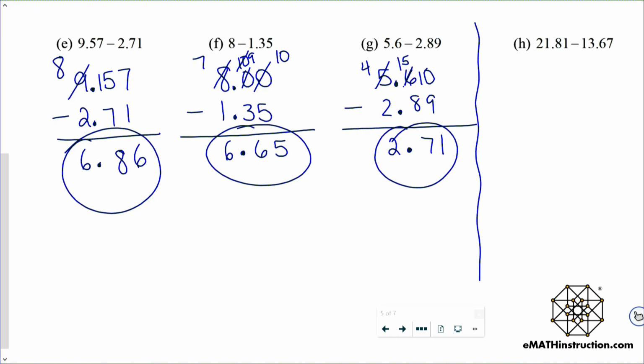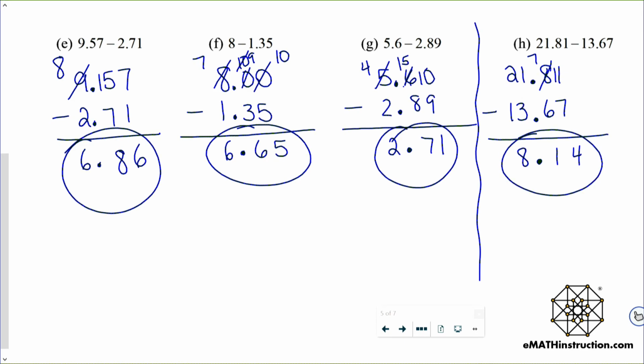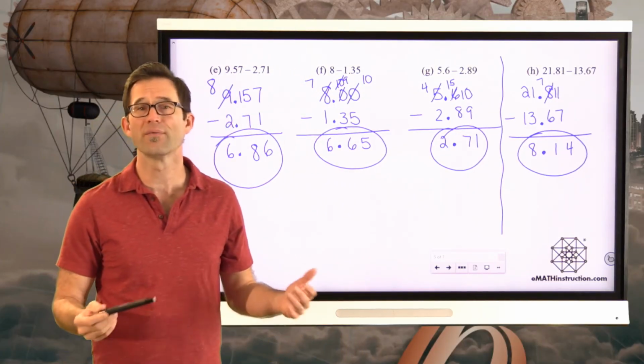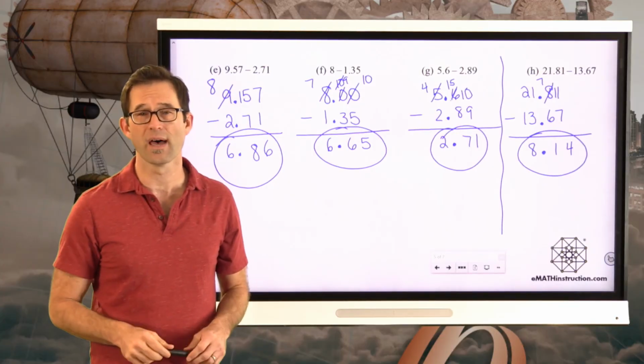All right, let's do that last one. We've got 21.81 minus 13.67. Pretty standard here. I don't have to add any extra zeros. But I will have to borrow 1 from the 8 to make that into an 11. 11 minus 7 is 4. 7 minus 6 is 1. Then I've got my decimal point. 21 minus 13 is 8. So 8.14. All right, pretty simple, right? All we have to do is borrow just like we always have.